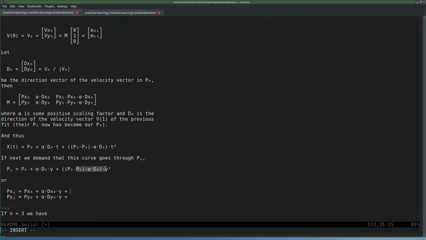We have to do this. Oops. X. Insert Y. Yep. Now solve alpha and gamma from two equations. That should be possible. How shall we do that?